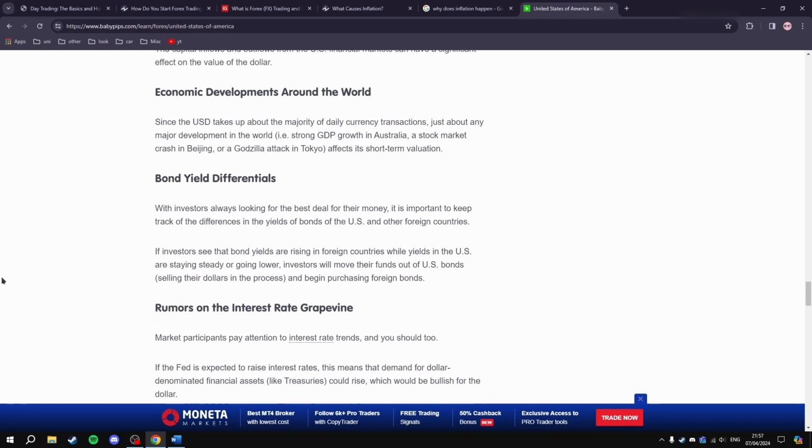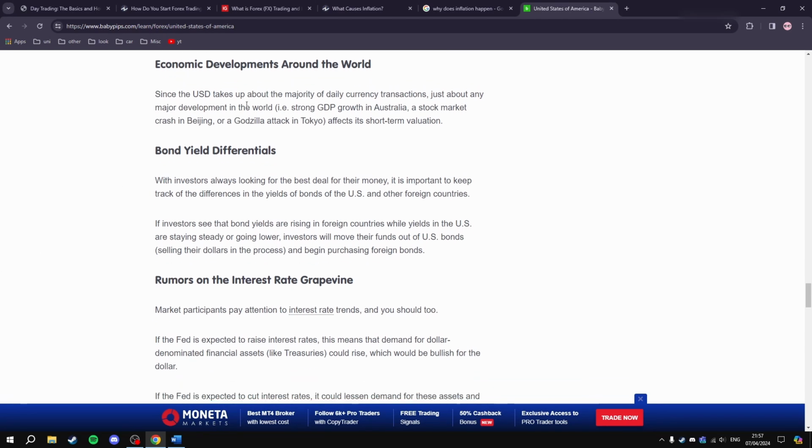Economic developments around the world. Since the USD takes up about the majority of daily currency transactions, just about any major development in the world, i.e. strong GDP growth in Australia, a stock market crash in Beijing, or a Godzilla attack in Tokyo, affects its short-term valuation.